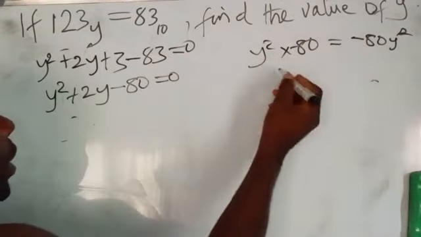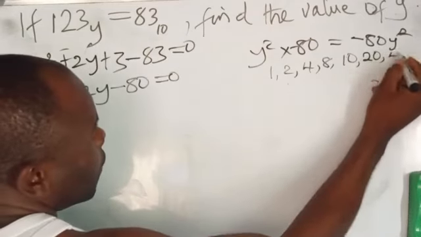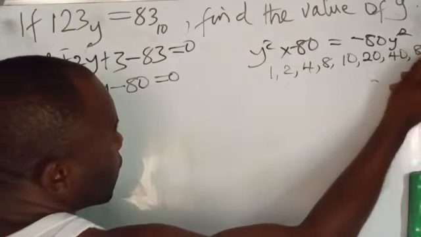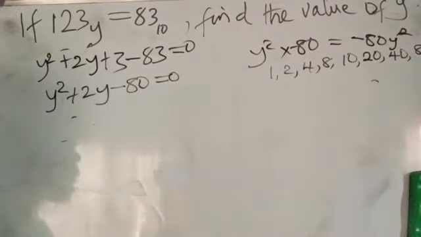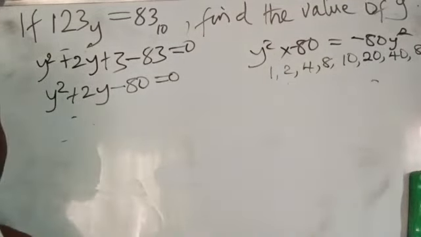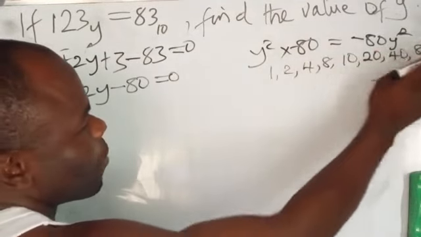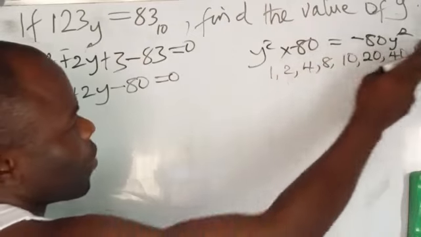Okay, factors of 80: you have 1, 2, 4, 8, 10, 20, 40, and 80 itself. These are the factors of 80. These are the numbers that can divide 80 without remainder, which means 1 times 80 will give you 80, 2 times 40 will give you 80, 4 times 20 will give you 80, and 8 times 10 will give you 80.